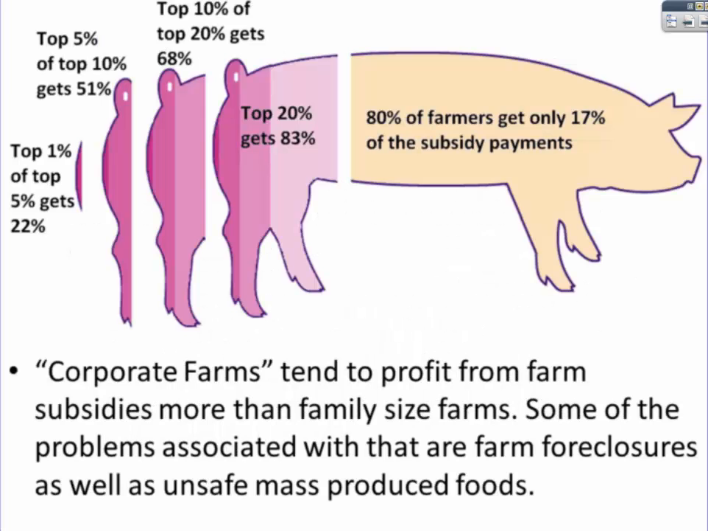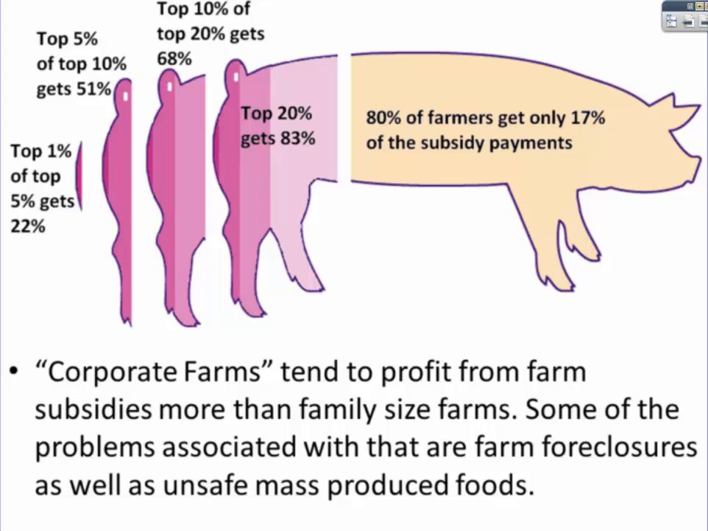Really, the problem with modern farm subsidies is that corporate farms, the really big farms, tend to profit from farm subsidies way more than family-size farms. Some of the problems associated with that are farm foreclosures as well as unsafe mass-produced foods. We're seeing more and more of this in the media today.